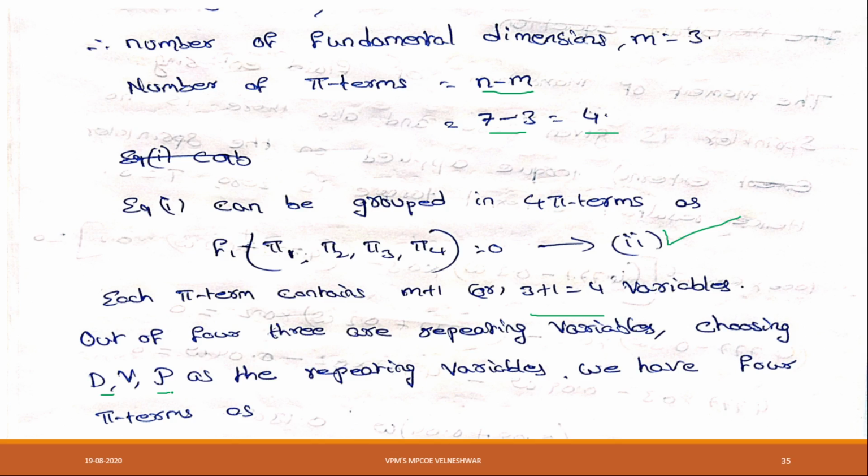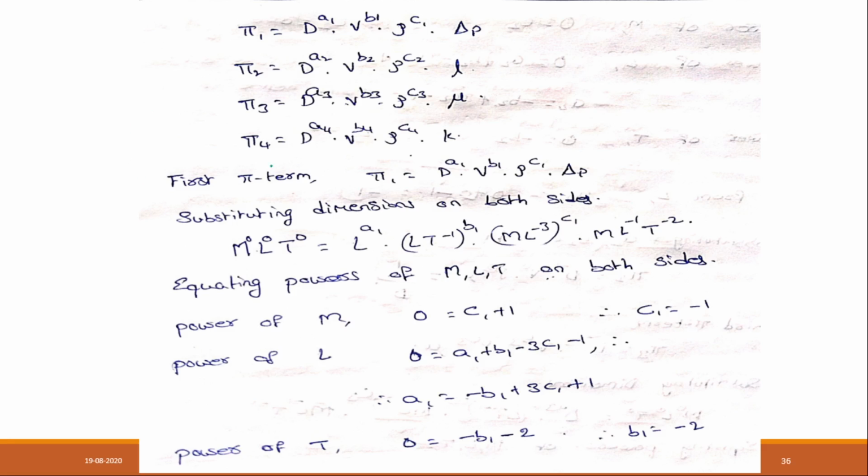We have 4 pi terms. Pi 1 is equal to D to the power of a1, V to the power of b1, rho to the power of c1 into delta P. Now pi 2 is equal to D power a2, V power b2, rho power c2 into length. Pi 3 is equal to D power a3 into V power b3 into rho power c3 into mu. Here delta P is the pressure difference, L is length, mu is viscosity, K is roughness. These are the main terms we are choosing here.